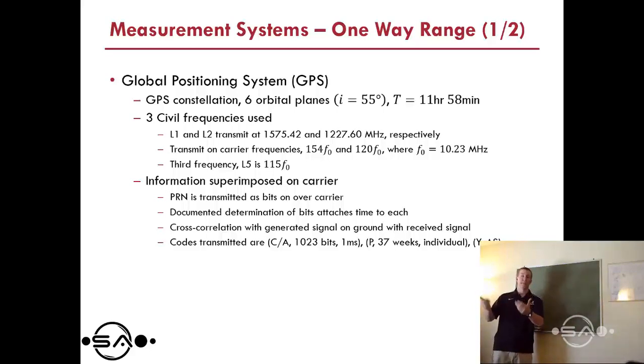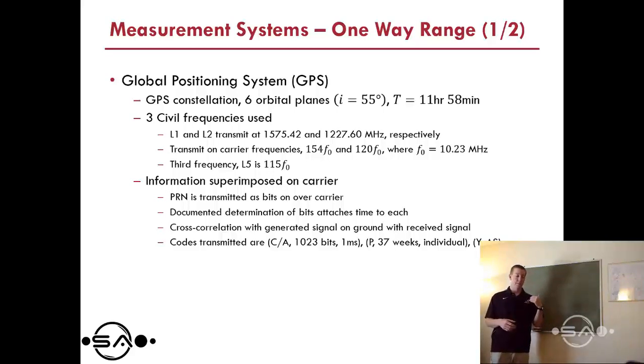So, for instance, GPS, right? GPS is a constellation. There's 6 orbital planes with an inclination of 55 degrees. They all have about the same orbit of about 12 hours or so. And there's 3 civilian frequencies used that have a fundamental frequency of 10.23. They transmit on the carrier frequencies of 154, 120. And then finally, the third most recent frequency is L5, so at 115.